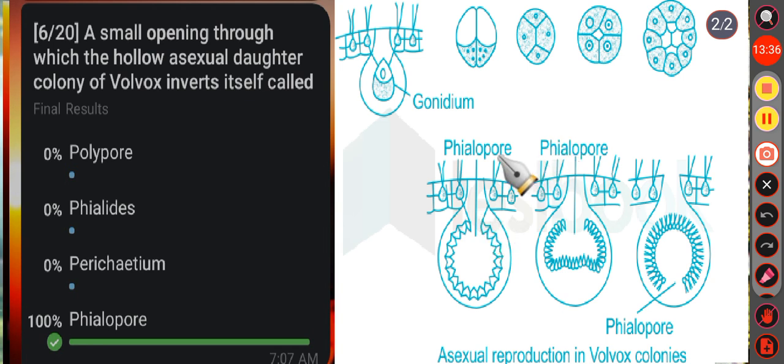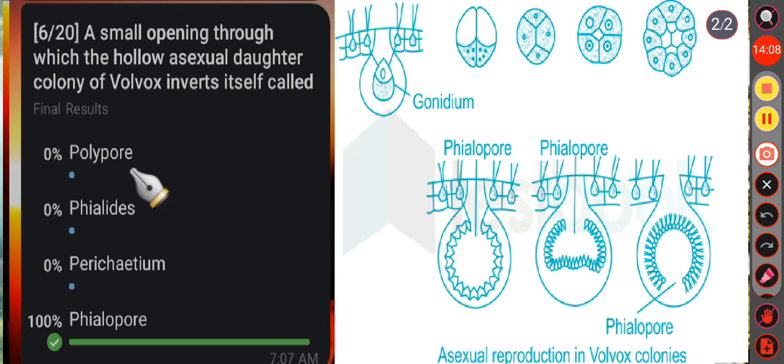So, phylopore is the site where the colony turns inside out, a process called inversion. So, it is the aperture through which the hollow asexual daughter colony of a Volvox inverts itself, right? So, here the correct answer is option D, that is phylopore.